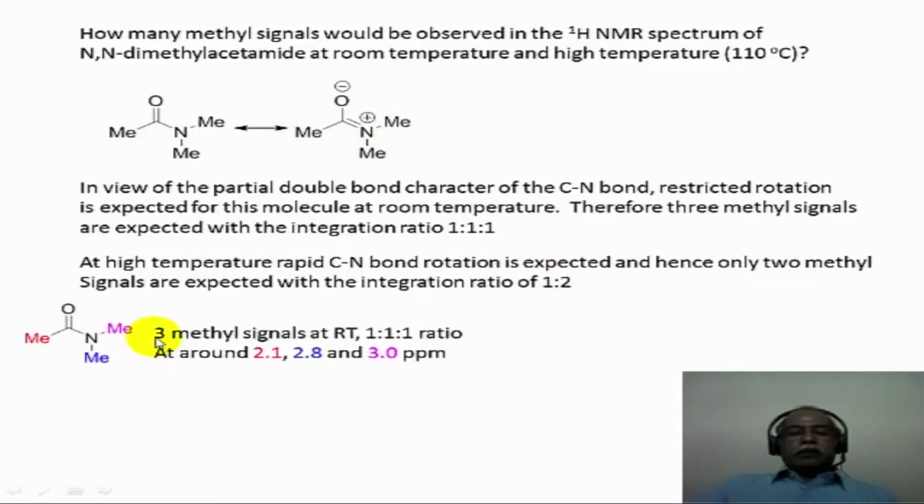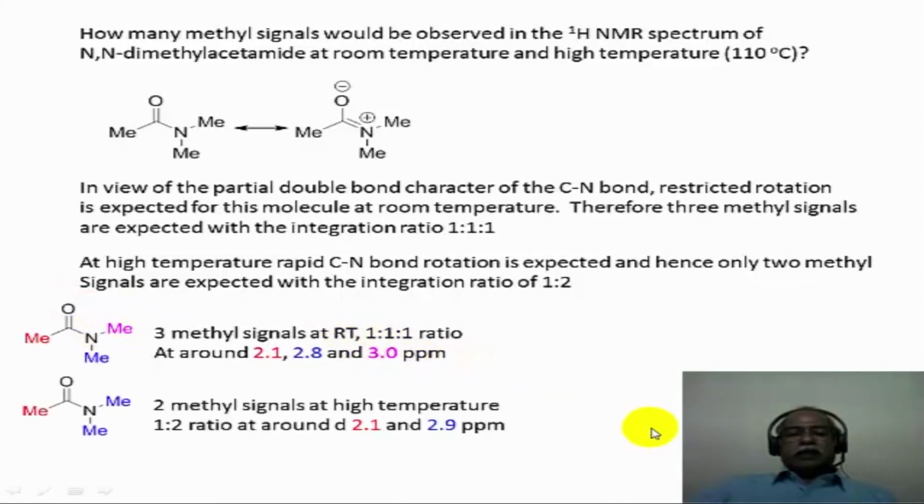So this is the room temperature spectrum, 1:1:1 ratio. In fact, the methyl which is the acetyl methyl comes at 2.1 ppm. The chemical shift values and the structure methyls are color coded. One can match the colors with the corresponding methyl. The blue methyl, which is trans to the oxygen, comes at a lower delta value compared to the one which is cis to the oxygen, which comes at a higher delta value.